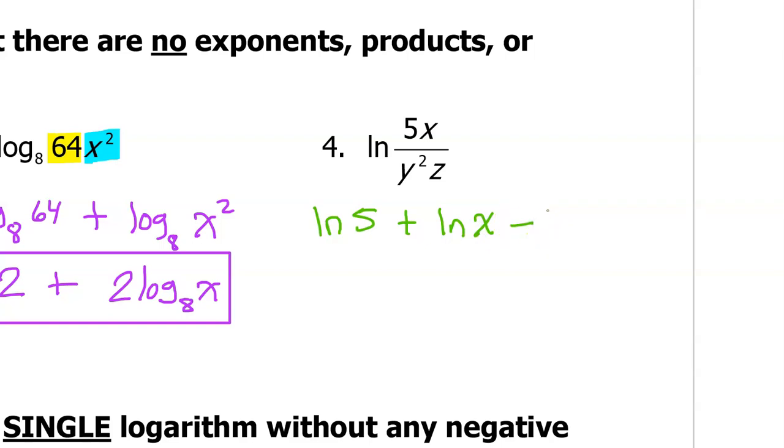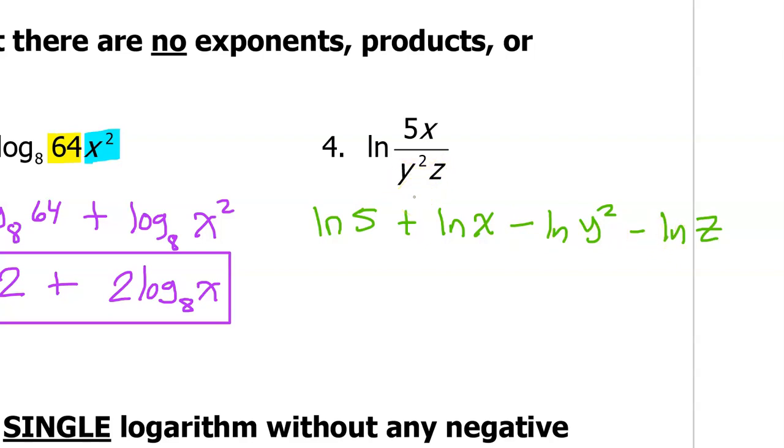Minus 2. Let's go ahead and say the natural log part. Natural log y squared. Keep going. Minus natural log. Okay, so that's the first step on that problem. Again, notice the first 2 terms are positive because those came from the numerator. The second 2 terms are negative because they came from the denominator.